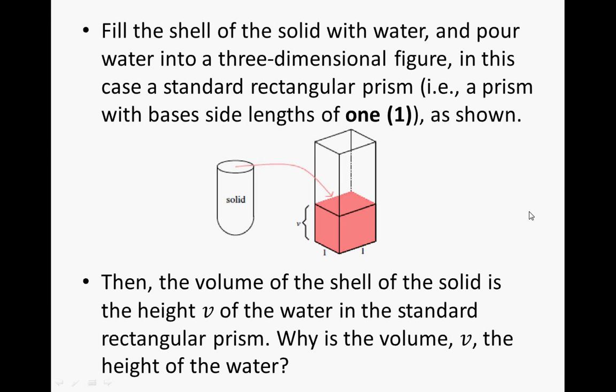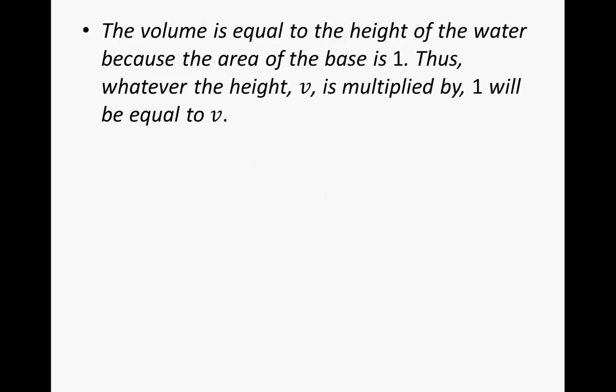Then the volume of the shell of the solid is the height, V, of the water in the standard rectangular prism. Why is the volume V the height of the water? Well, the volume is equal to the height of the water because the area of the base is 1. Thus, whatever the height, V, is multiplied by 1 will be equal to V.